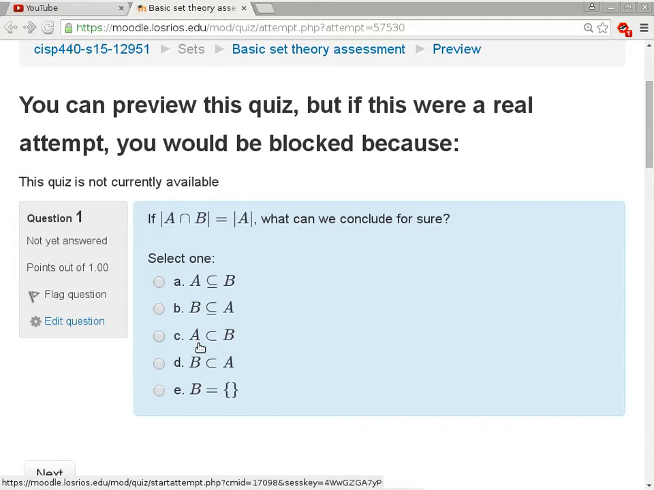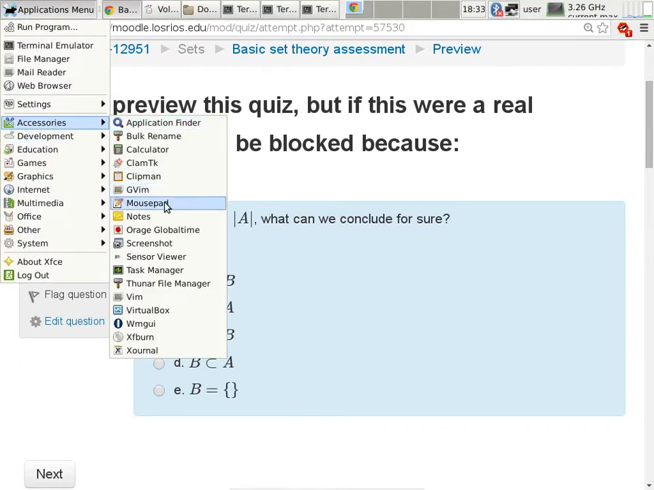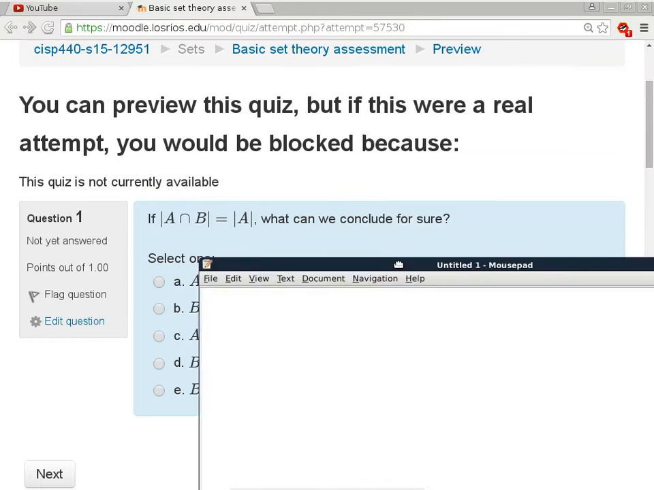Okay, let me prove you wrong by contradiction, proof by counterexample. Okay, so proof by counterexample is like this. I'm gonna use the little mouse pad here for that purpose. Okay. All right.